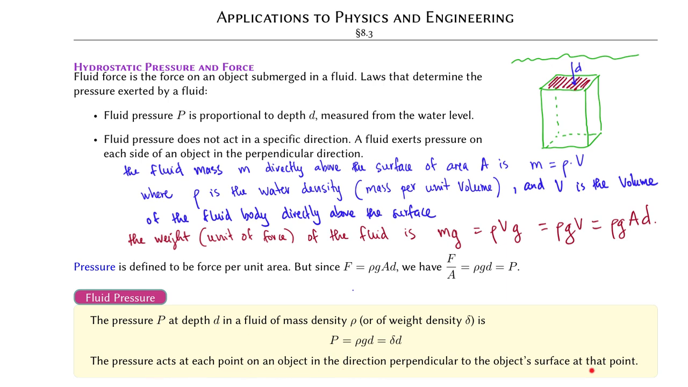The pressure acts at each point on an object in the direction perpendicular to the object's surface at that point only. What this means is that at any point on the object, the pressure acts perpendicular to the surface at that point only. Since the pressure is rho g d equals delta d, rho g is delta. Rho g is used in the SI system and delta is used in the British or English system. We know that the SI system is used when meters or kilograms are in the problem. The British system is used when feet or pounds are used.